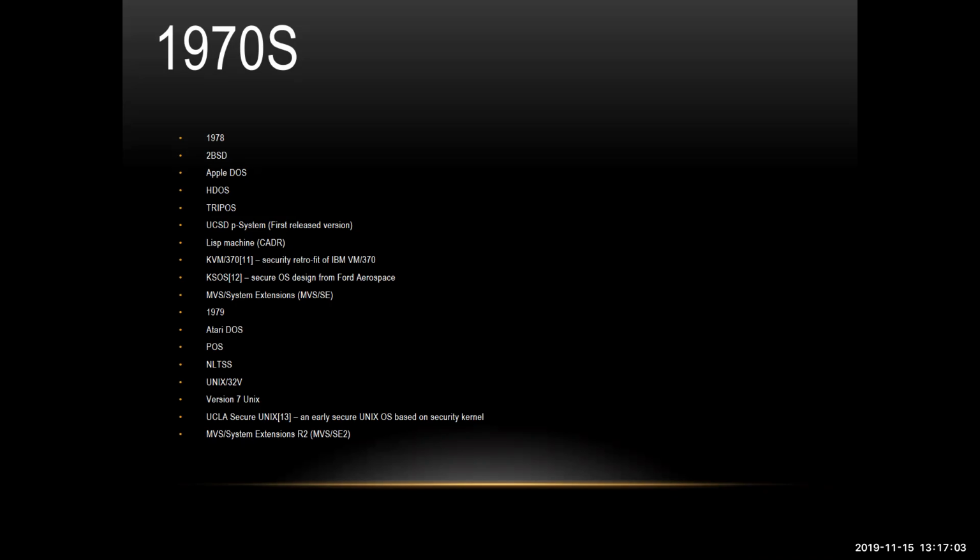We also had the UCSD p-System. The P stands for Pascal. It is a Pascal programming language system that runs on the UCSD p-System, a portable, highly machine-independent operating system. It was first released in 1977, and it was developed at the University of California.